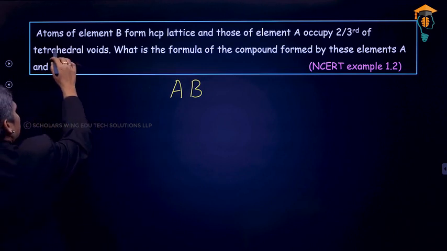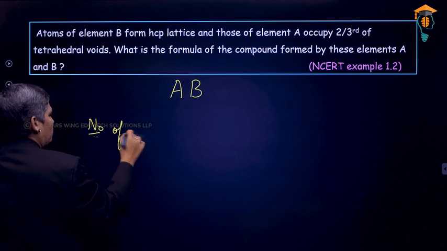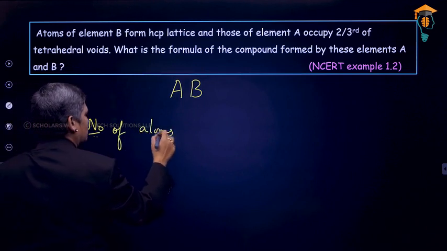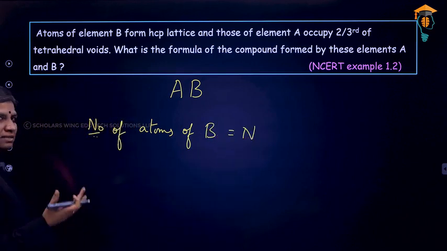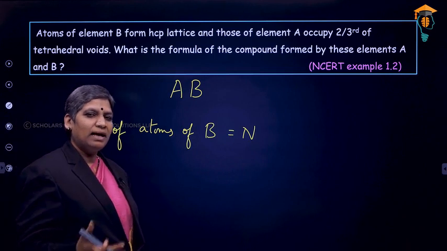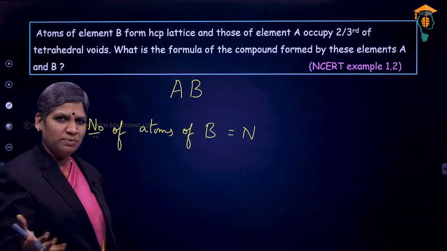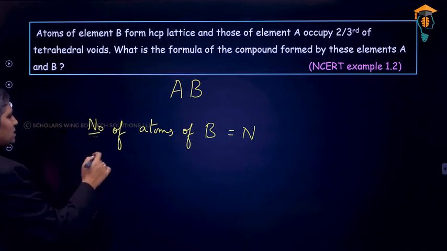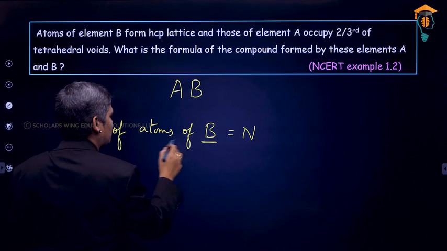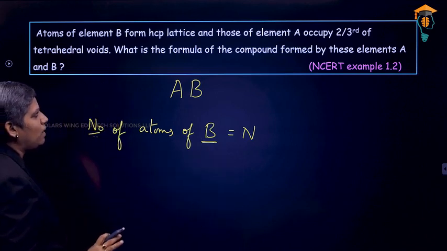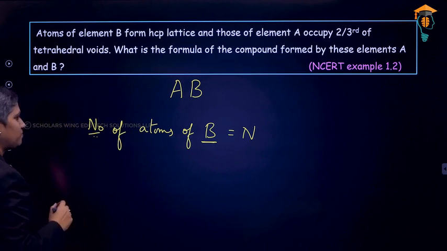Okay, atoms of element B form HCP lattice. That means what? The number of atoms of B is n, isn't it? Because HCP lattice means lattice points, in other words, right? And lattice points means you should always take it as the number of spheres, because at each lattice point there is one sphere present. That you know by now. Therefore, since atoms of B are occupying the HCP lattice, it's understood that the number of atoms of B is n. Clear? Now, the atoms of A, right, occupy 2/3 of the tetrahedral voids.